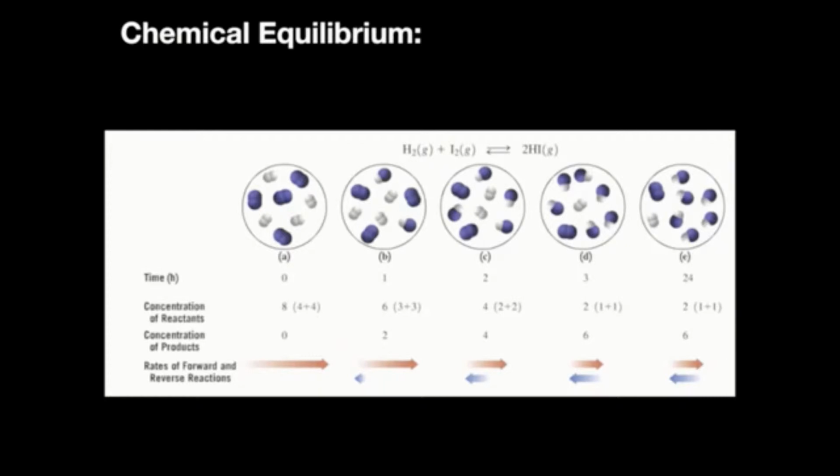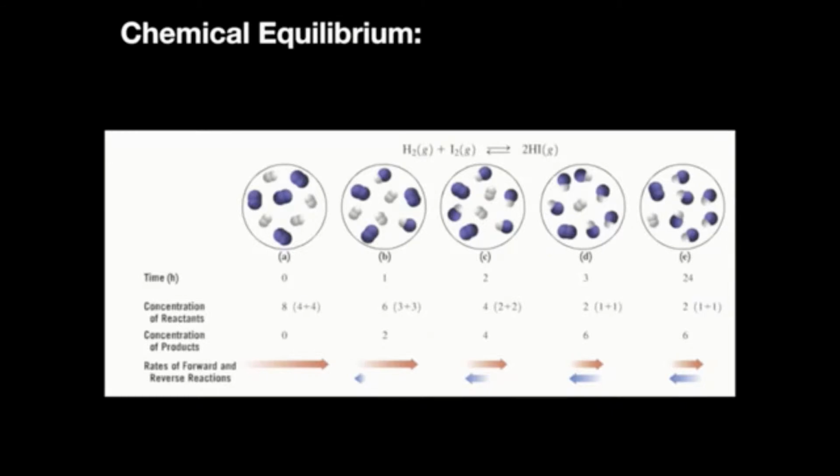If you look at time equals 0, because you only start off with H2 and I2, the reaction rate is going to be pretty fast in the forward direction. But as more and more of the H2 and I2 react with one another, their concentrations are going to decrease, which means, based on the idea with concentration, as your concentration decreases, your reaction rate decreases. You see that in red as the arrow gets shorter and shorter. However, as you get more and more product, since that product is acting like a reactant, your reaction rate is going to get faster and faster until you get to time equals 24 hours, where the rate of the forward reaction equals the rate of the reverse reaction.